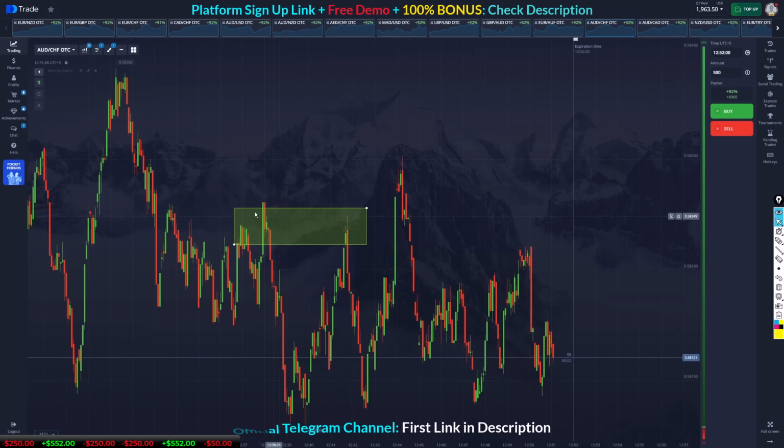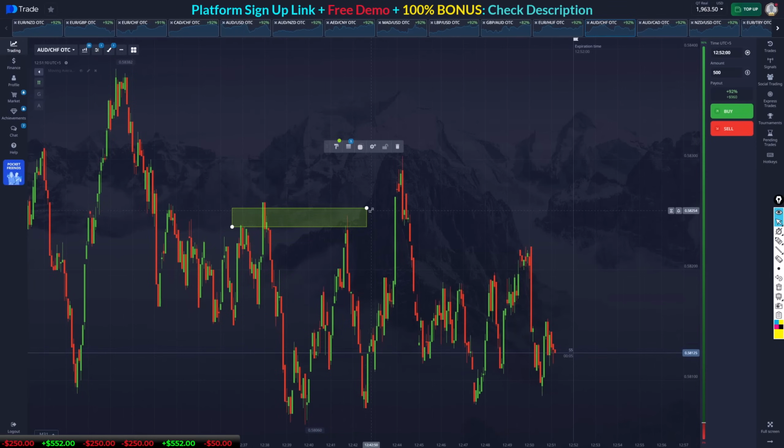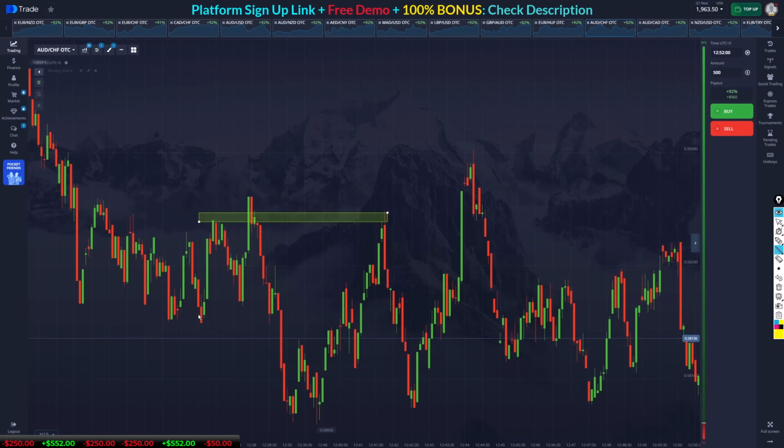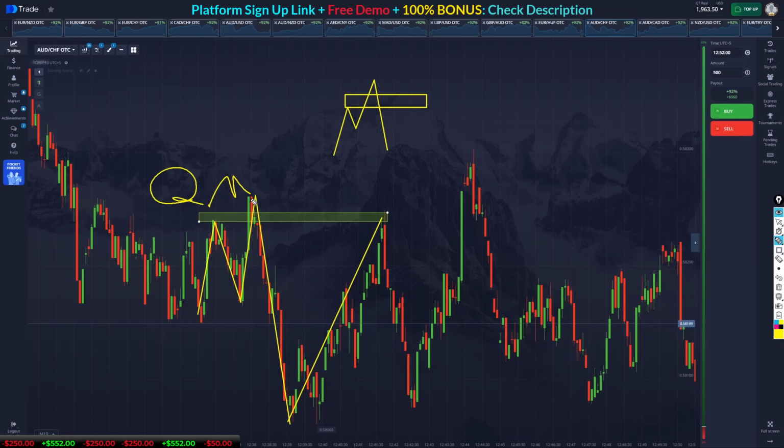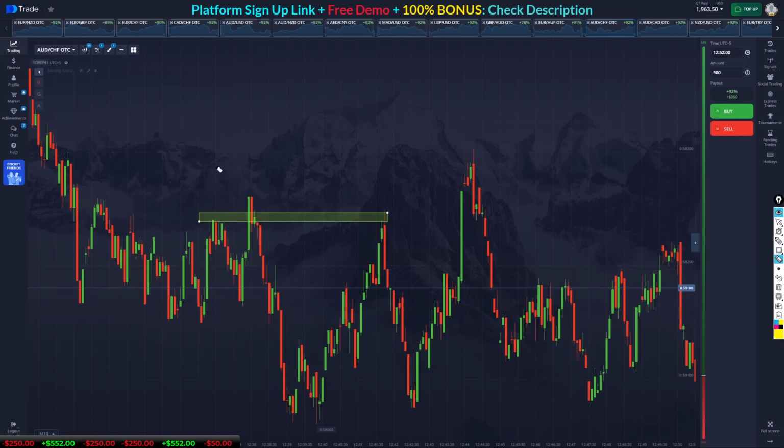Okay, look at this. This is beautiful. Right? This is literally a QM. See that? QM in a very low time frame. This is the QM pattern, right? QM zone. And now I want to show you something very nice.